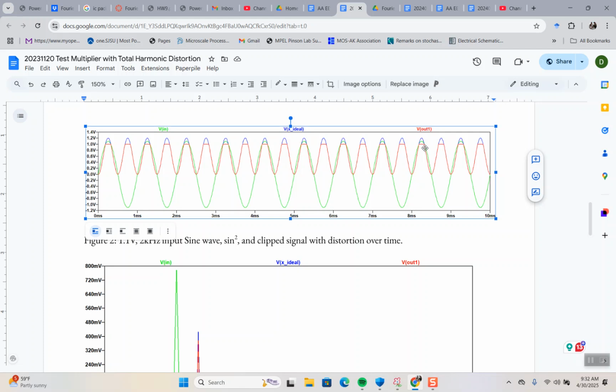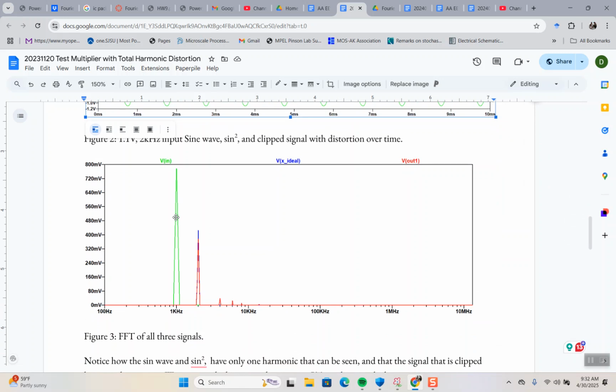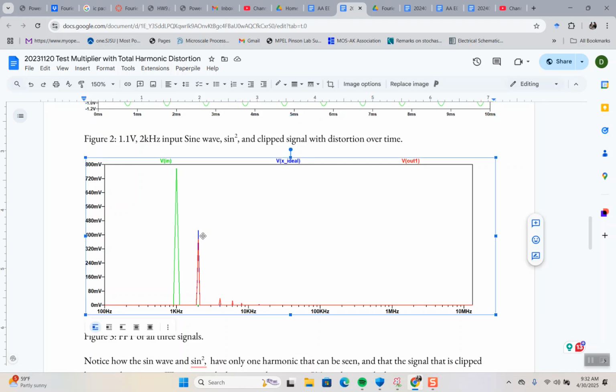So those corners are going to cause a lot of harmonics. And so look, Vin, we have 1 kilohertz, and if I converted it to amplitude from RMS, it would match. Then Vx ideal, you see it at twice. And again, I would just have to convert it to get the 1/2. But now look at Vout. You see those harmonics creeping in.